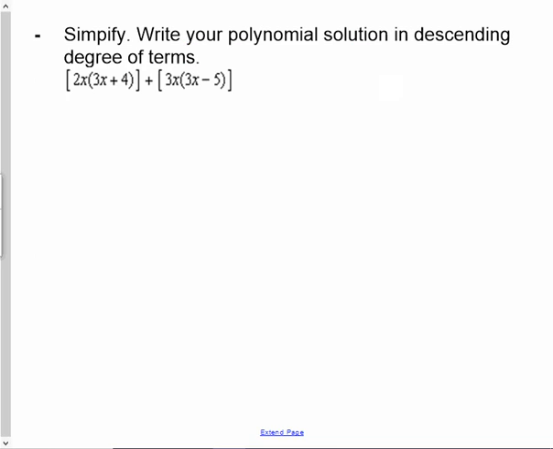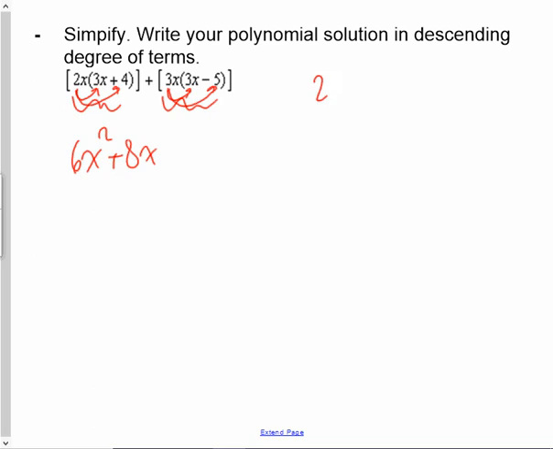The next question, simplify, write your polynomial solution in descending degree of terms. So here we have multiplication plus multiplication. So I'm going to treat these just kind of like brackets. I'm going to multiply them. So when I multiply a monomial by a binomial, we need to use distributive property. 2x times 3x is 6x squared plus 8x.